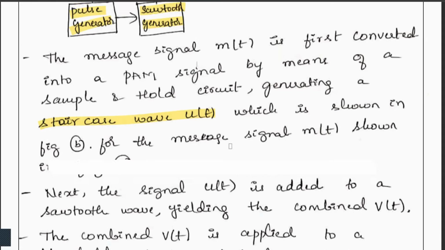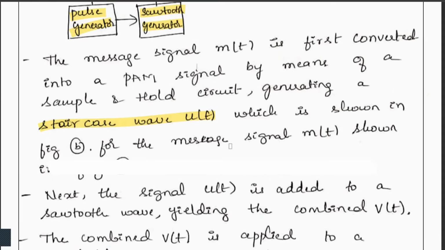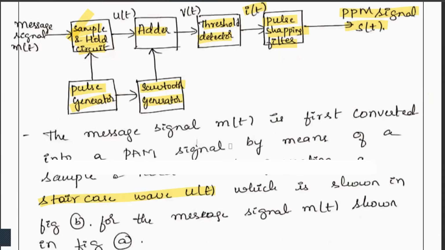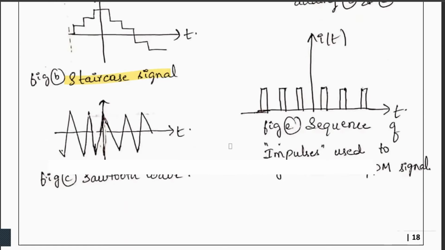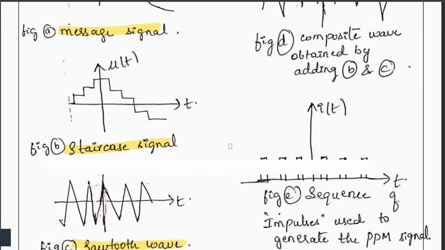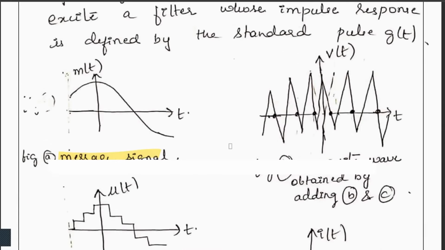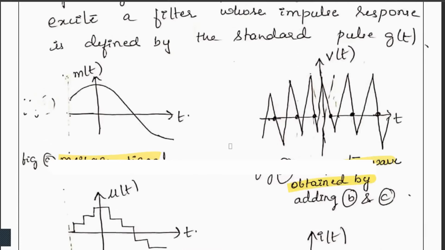u of t is what? It is added to the sawtooth wave, yielding v of t. Here it is added by the adder and we get v of t. v of t is represented like this. This is the sawtooth wave we are getting, and finally we get the composite wave obtained by adding both of them. We get this wave.